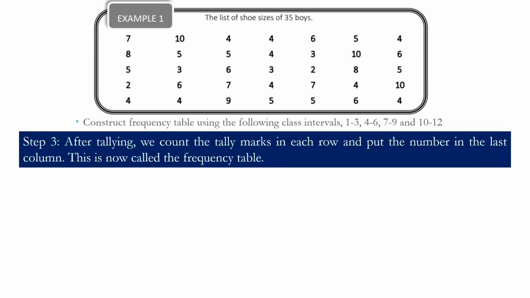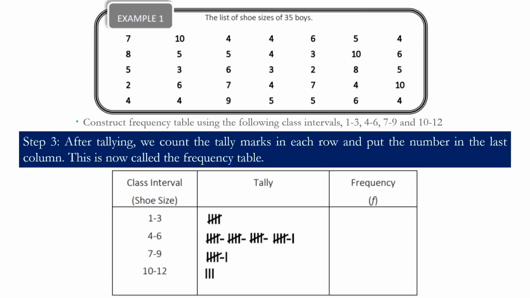For step 3, after tallying, we count the tally marks in each row and put the number in the last column. This is now called the frequency table. So what we have to do is to just find the total of the tally marks. For this, for the class interval 1 to 3, that has a total of 5, so we write 5.